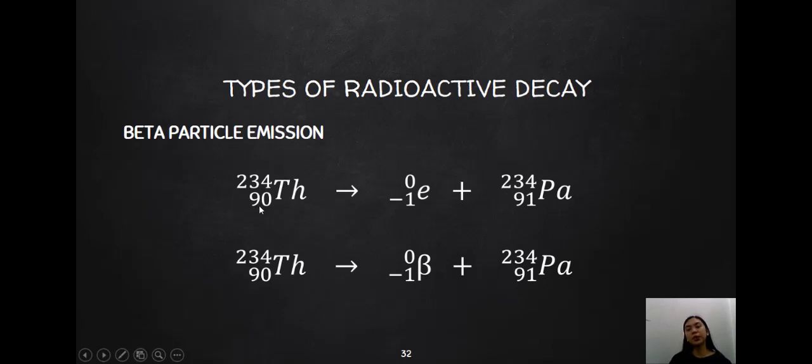And if you take a look at the periodic table, an element having the atomic number of 91 is Pa, or if I'm not mistaken, that's palladium. So, madali lang naman siya. Add and subtract. 91 plus negative 1 is equal to 90. Tapos 234 plus 0 equals 234. So that's your beta particle emission.